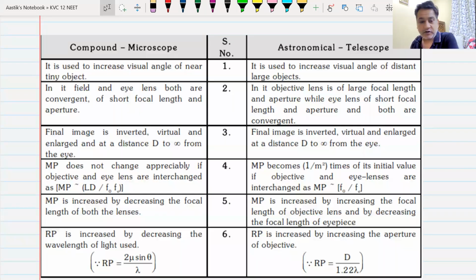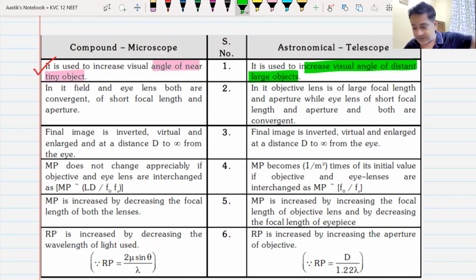And the first thing about this is: the compound microscope is used to increase the visual angle of nearby tiny objects. Here, the telescope is used to increase the visual angle of distant objects. We all know this. First, listen to me. Then you just note down whatever I'm highlighting. I'll give you time because that is it for today's class.